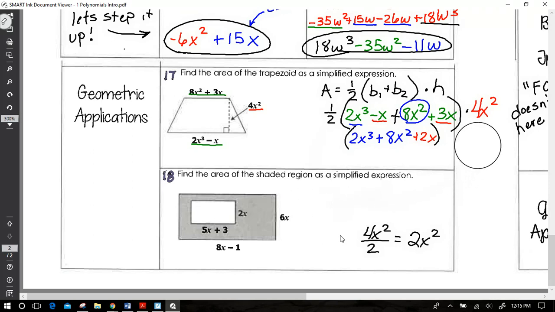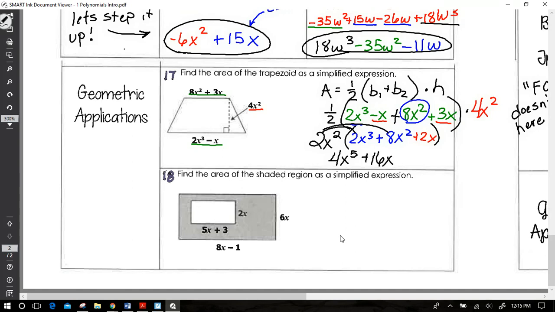So let me erase all this little scratch work. 2x squared is now in the front. And so now I have 2 times 2 is 4, x squared and x cubed, add those together. 2 times 8 is a positive 16, x squared and x squared, I have 4 of them. And then finally 2 times 2 is 4, x squared times x to the first is x cubed. All right, and that is how I can find the area of a trapezoid if I have polynomials that are larger than a monomial, meaning one term, okay?